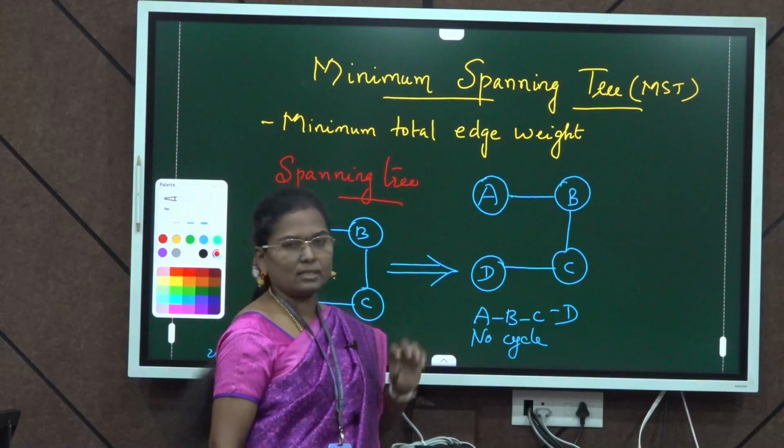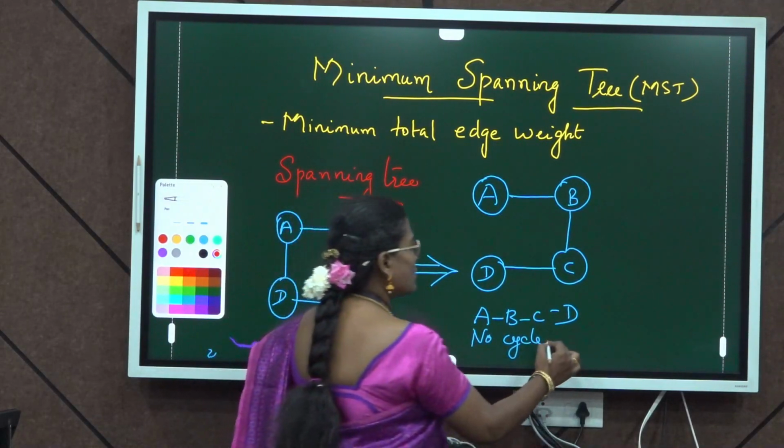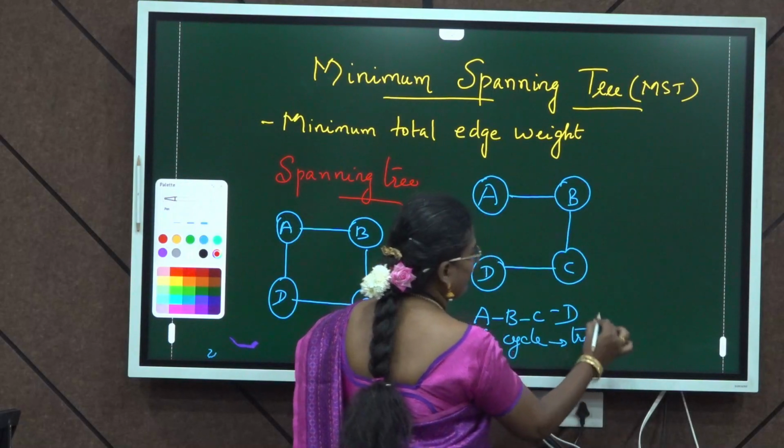At no cost is it having a cycle. So it is looking as a tree. Since there is no cycle, this is looking as a tree.